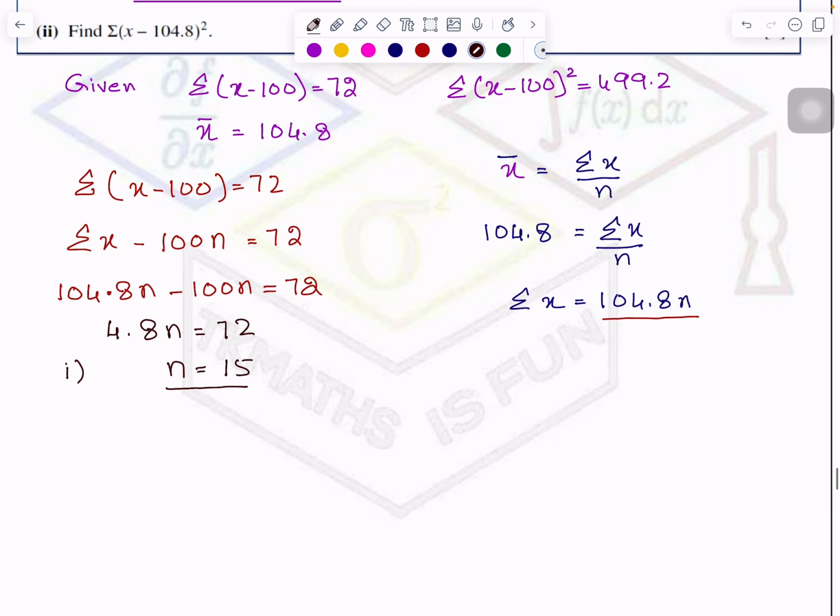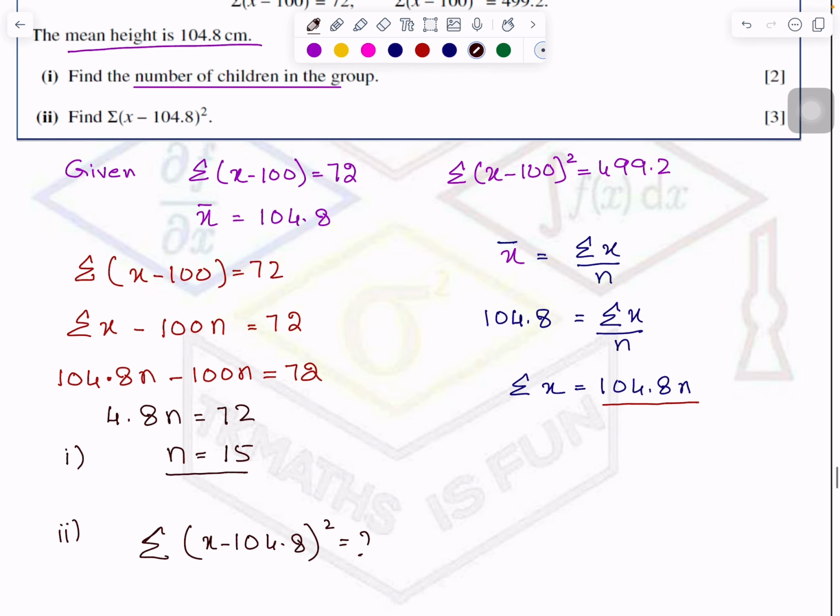Now part 2. In part 2, the different thing is, I have to answer sigma of x minus 104.8 squared. In all the previous questions we have seen that whatever they have given as the subtracted value, the same they ask. I mean, the value they have subtracted. But here it is different. So how will we solve this now?